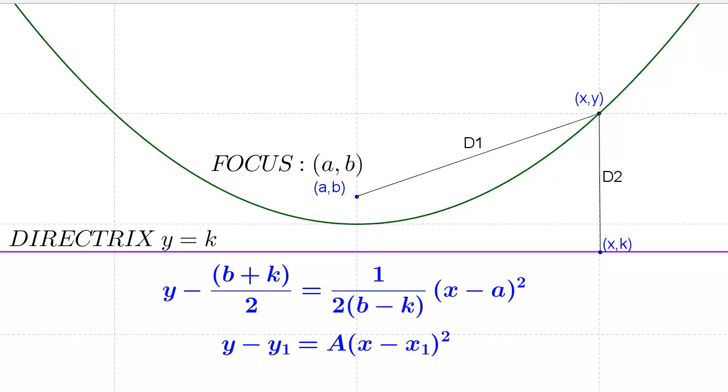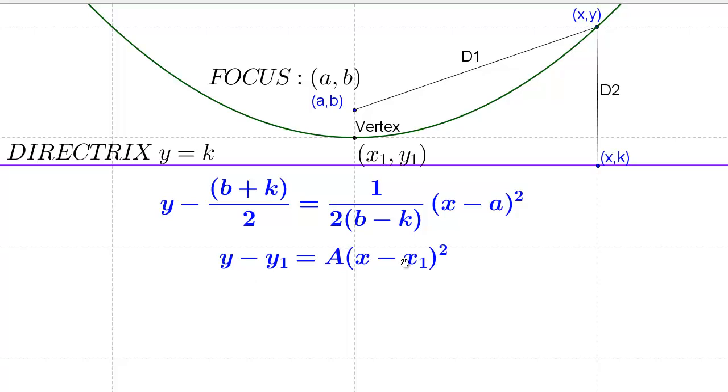So let's take this and apply it to any parabola, and we'll take that formula that we've derived for the equation of all points that are equally distant from a focus and a directrix, and match it up with a more common version of the parabola, which is called its vertex form, where (x1, y1) represent the coordinates of the vertex. Looking at these two equations that we've developed, y1 appears to match this term right here, (b plus k) over 2, perfectly. x1 appears to match a perfectly.